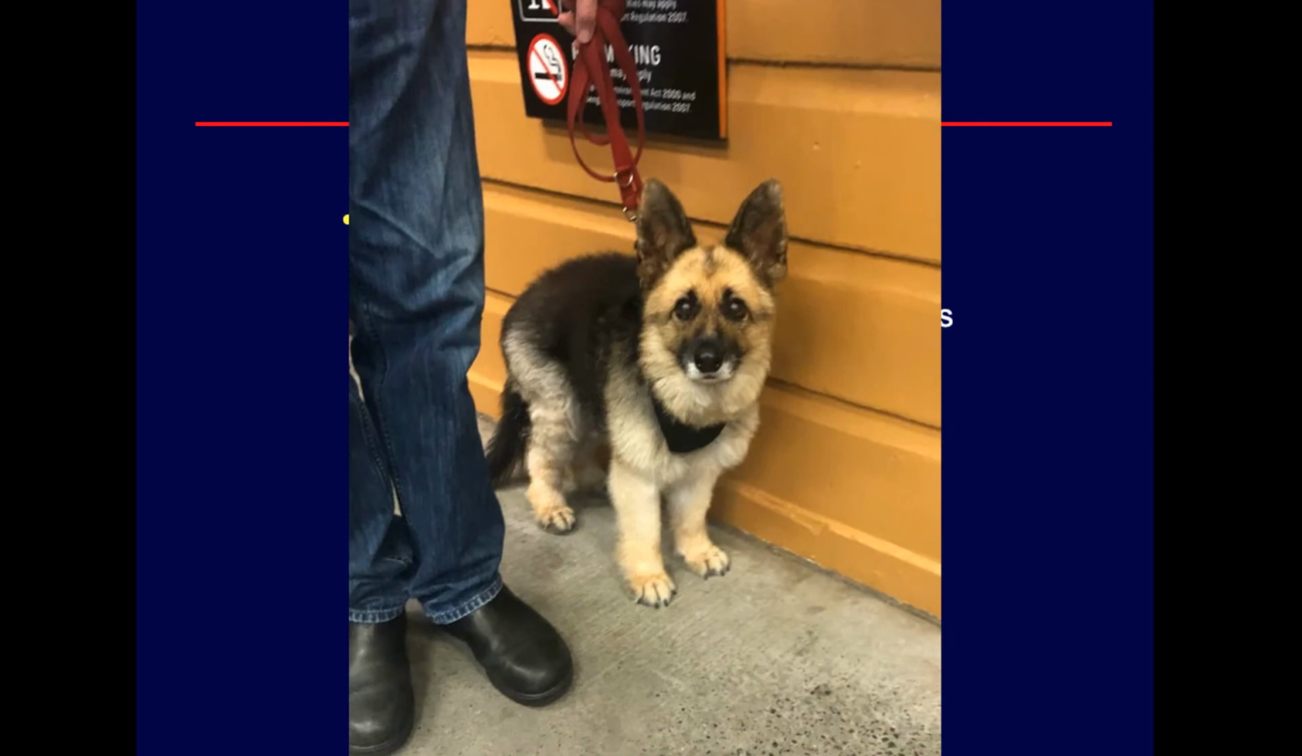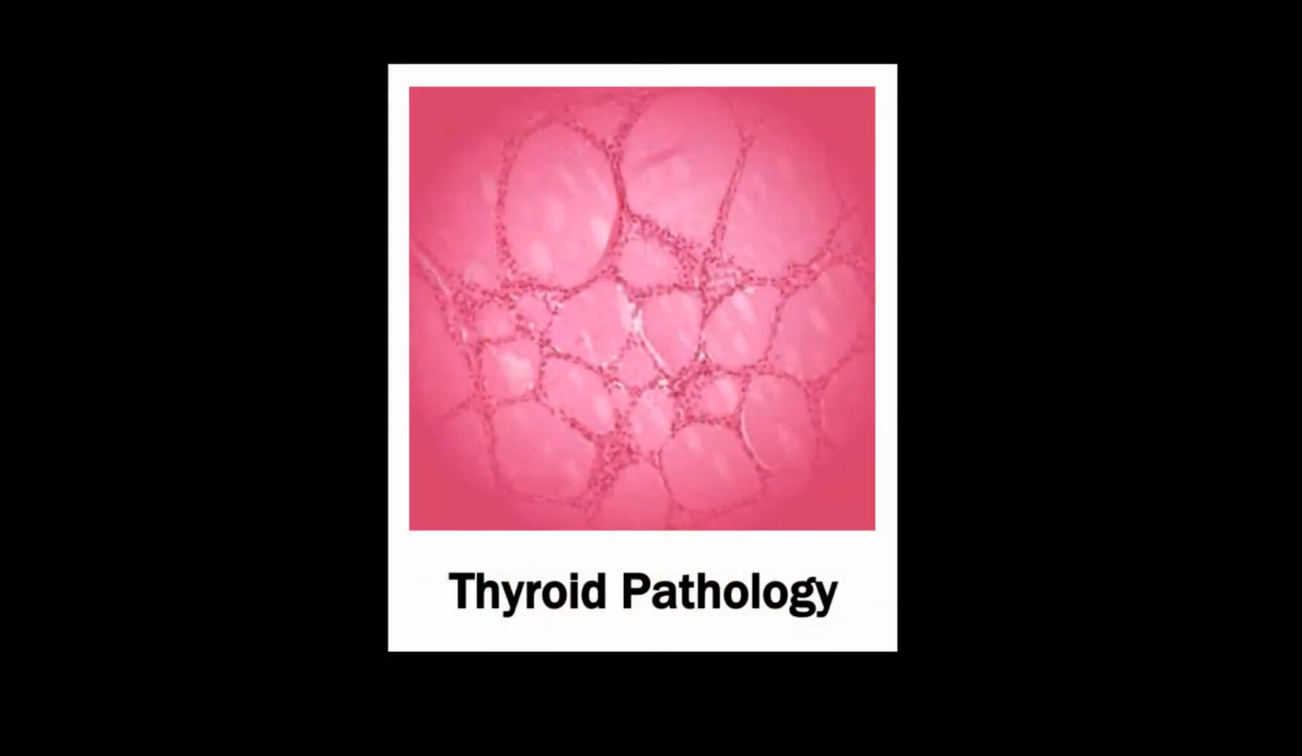So I thought you'd like to see this. This is actually a German Shepherd who is also a dwarf German Shepherd. Cute, huh? Although that is not a healthy dog. That is actually a pituitary malfunction.